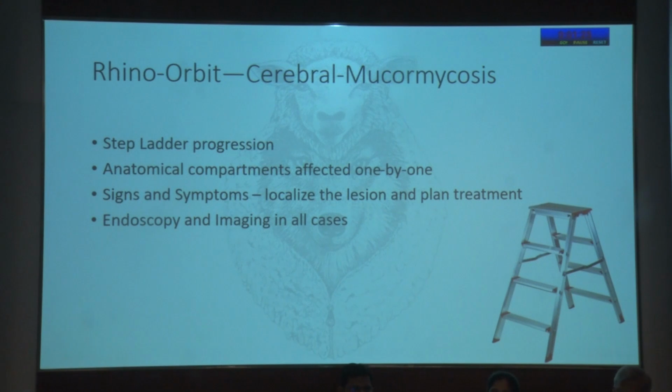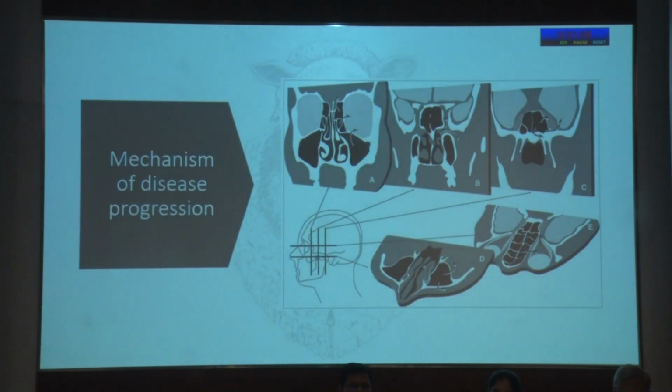So, coming back to this slide that we saw earlier, our series shows that this step ladder progression is no longer applicable. Anatomical compartments affected one by one is not the case. Signs and symptoms cannot help us localize the lesion. It is endoscopy and imaging alone that will help us decide.